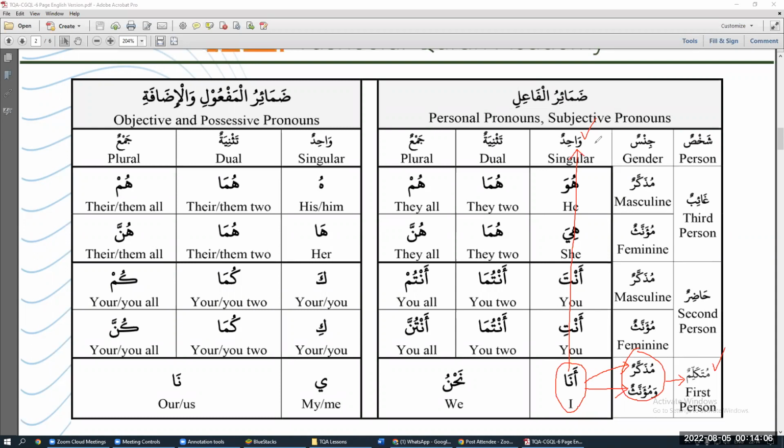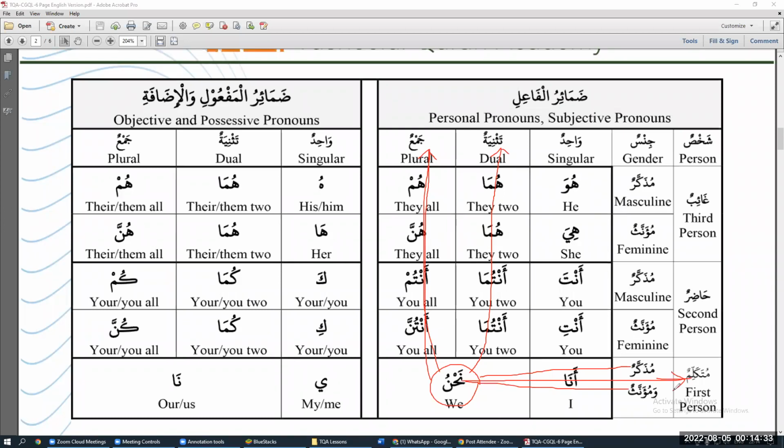Same. Now come to nahnu. We can say nahnu is tasniya, and nahnu is jam'a, plural. Muzakkar, muannas, and then mutakallim. So the grammarians say you call nahnu simply, to make it simple, jam'a mutakallim.